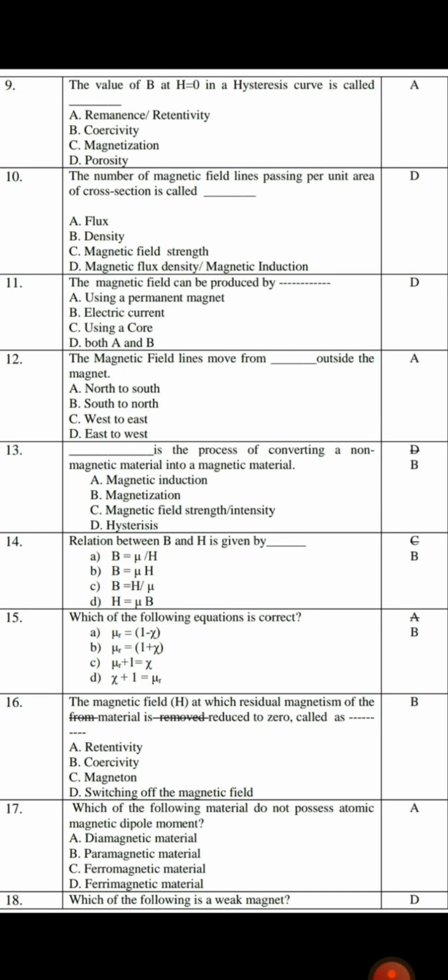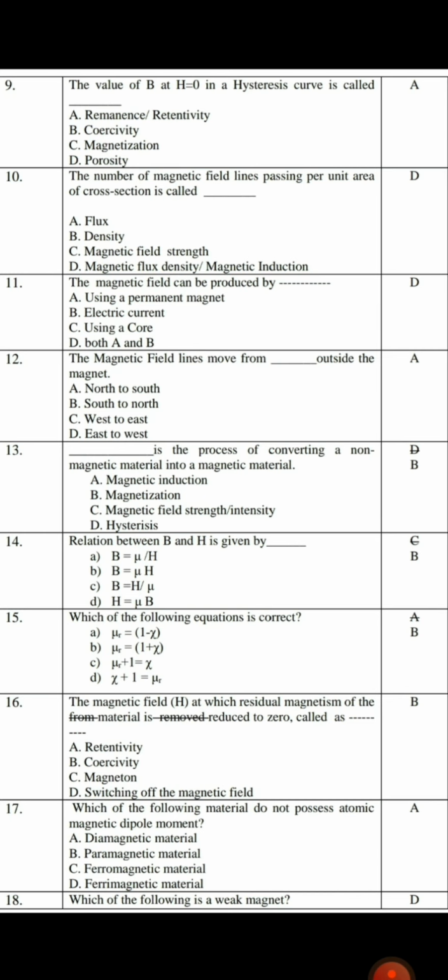10th, the number of magnetic field lines passing per unit area of cross section is called. Option A flux, B density, C magnetic field strength, D magnetic flux density. So the correct answer is D, that is magnetic flux density.